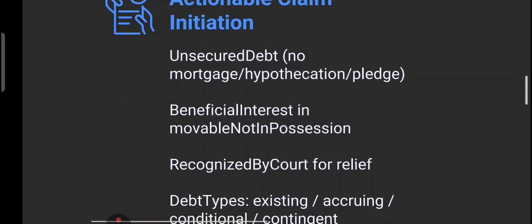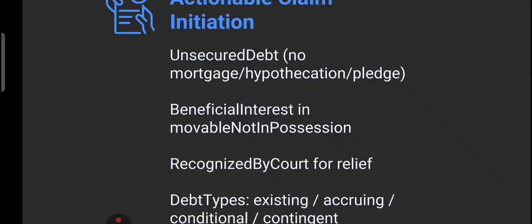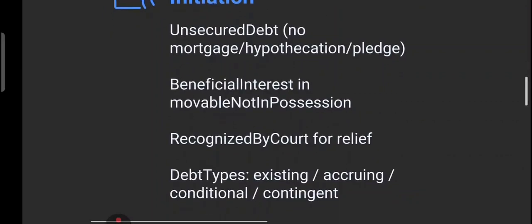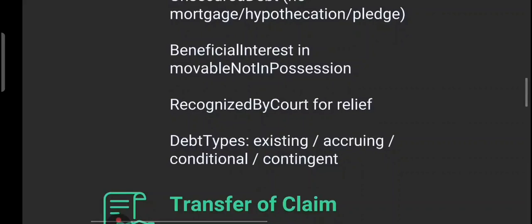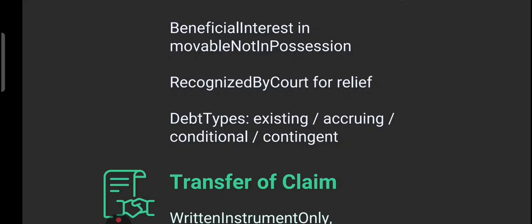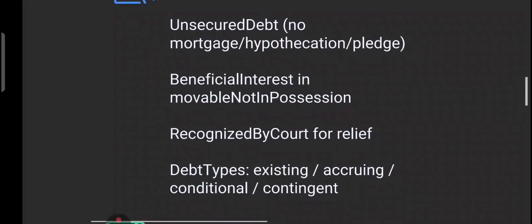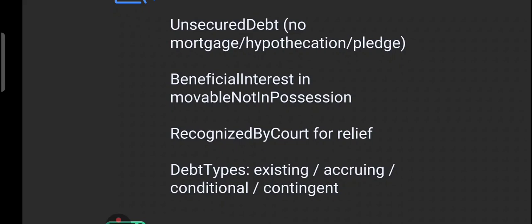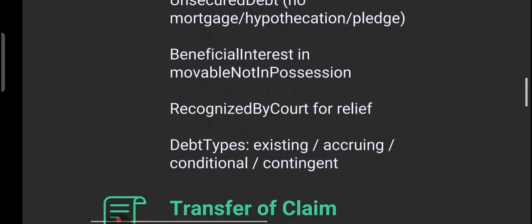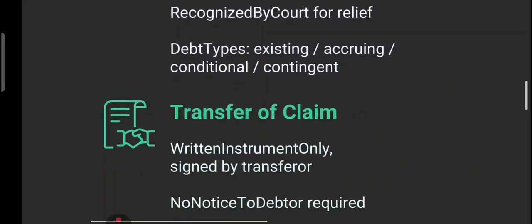This kind of claim must be recognized by a court to be valid. So here it is written, it should be recognized by the court to be valid. And it can apply to existing, future, accruing, or even conditional debt. So what are the main points? Unsecured debt, beneficial interest in movable property not in possession, recognized by court for relief, and the debt types we have talked about.